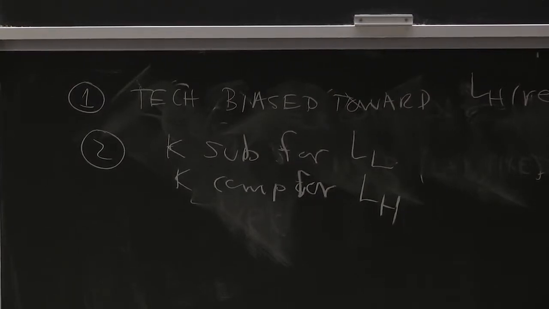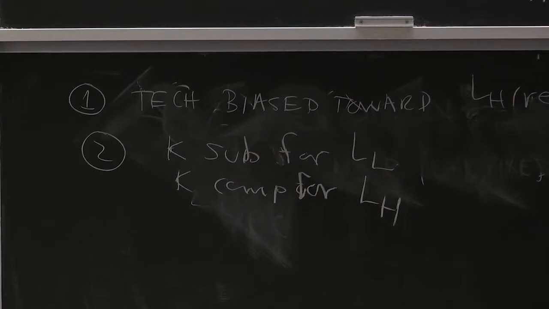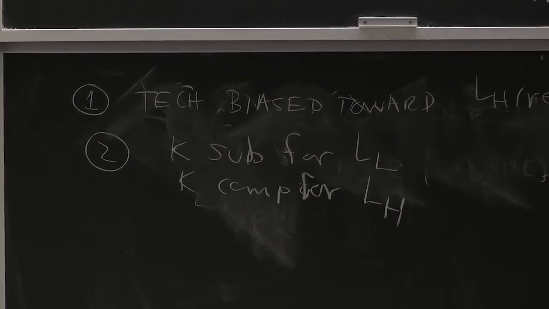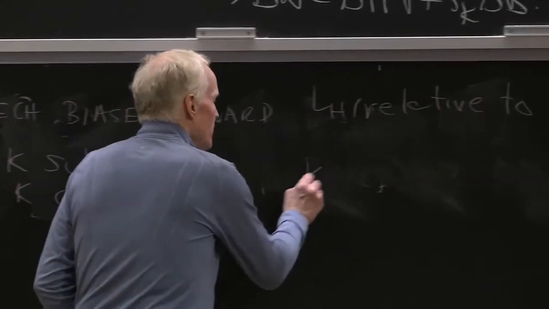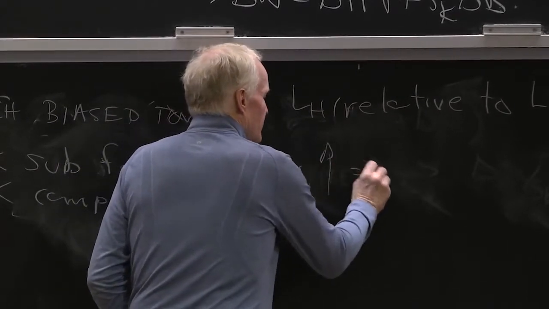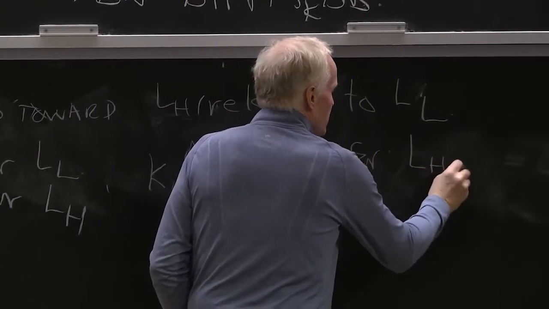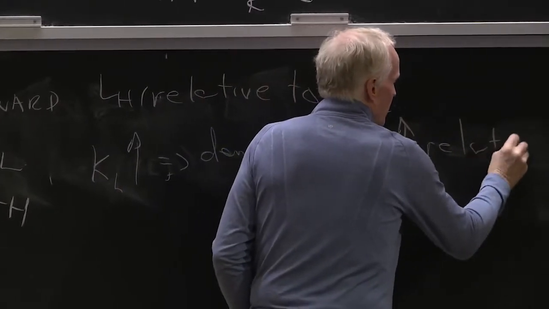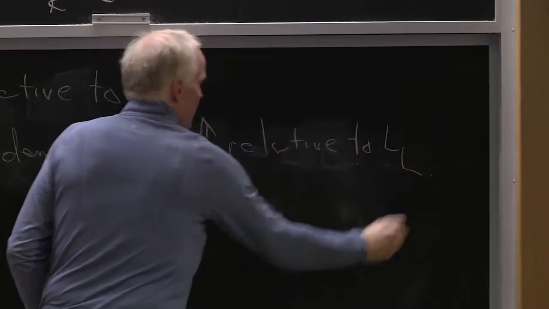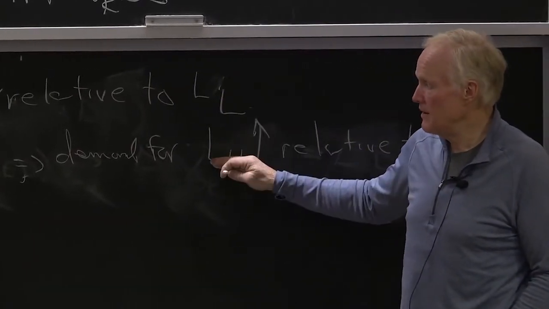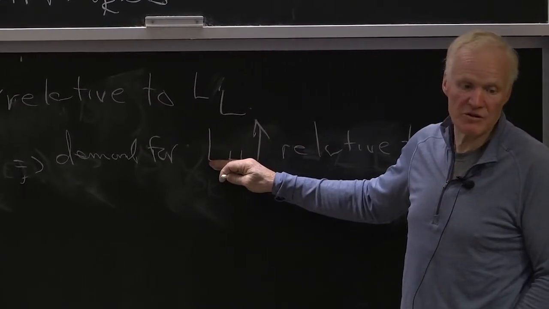When I think about capital growing, it's going to raise the relative demand for high skilled labor and lower the relative demand for low skilled labor. Okay. All right, so K over L goes up, which implies demand for LH goes up relative to LL. Okay. And technology has that same effect. So both of these forces are pushing up the return to high skilled labor relative to low skilled labor.